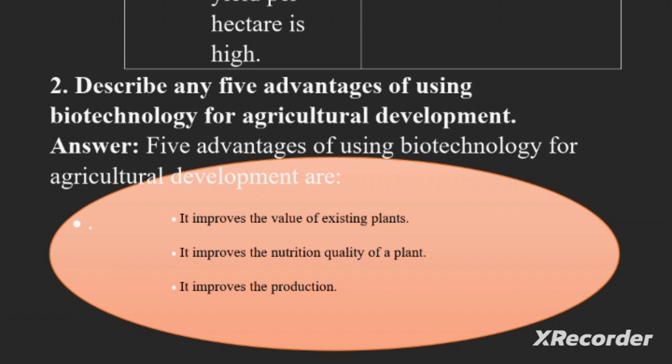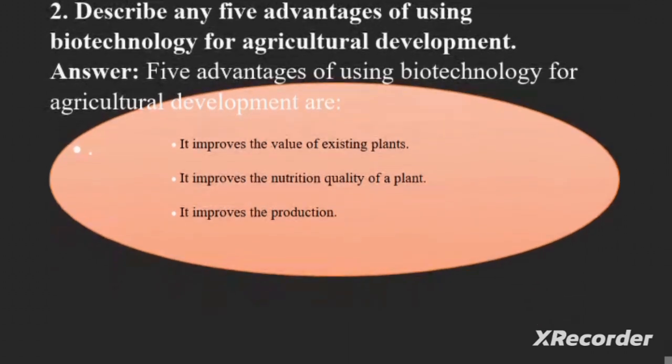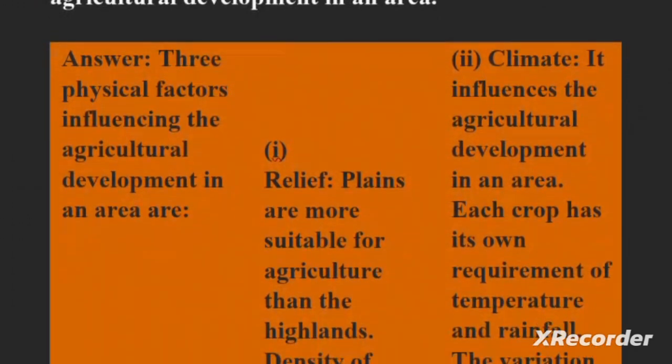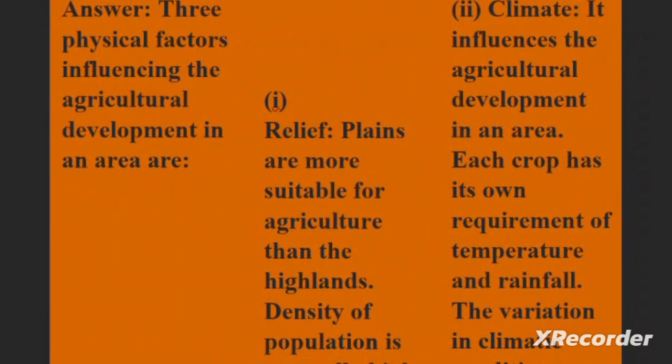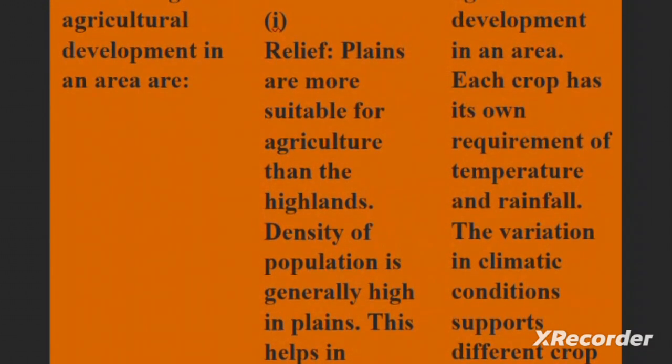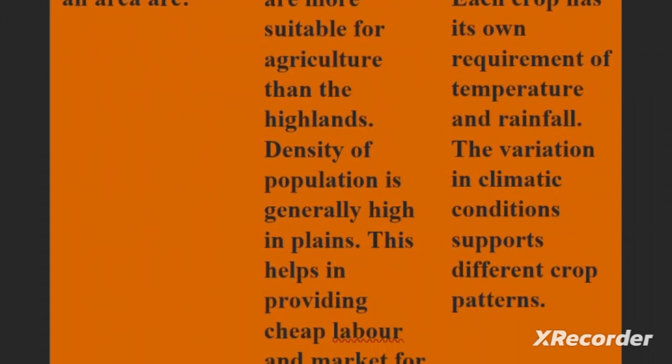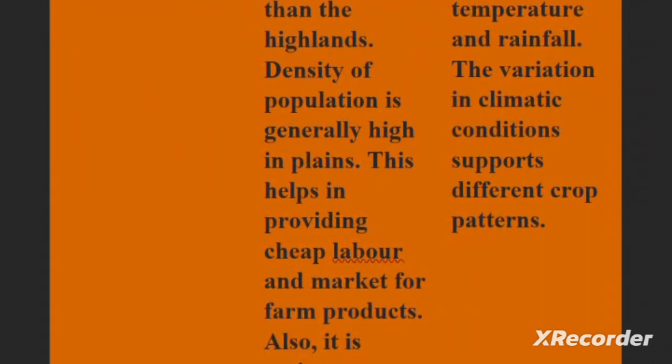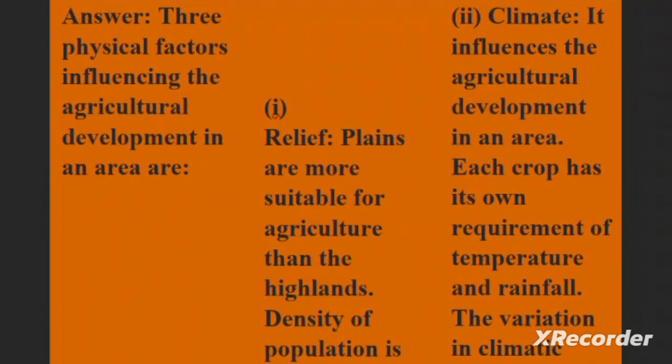Now explain any 3 physical factors influencing the agricultural development in an area. They are relief, climate, and soil. So answer goes like, plains are more suitable for agriculture than the highlands. Density of population is generally high in plains. This helps in providing cheap labor and market for farm products. Also, it is easier to use modern equipment on plain regions.